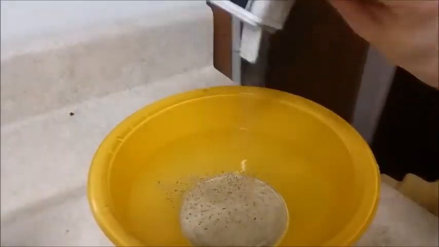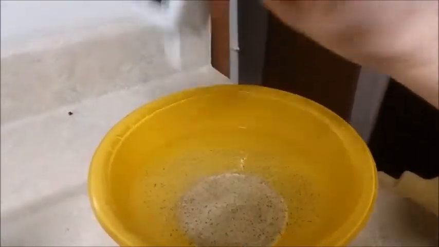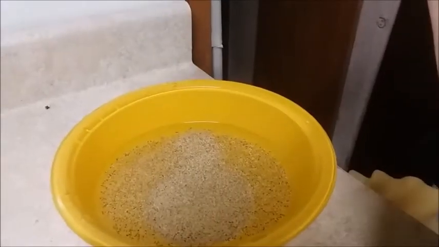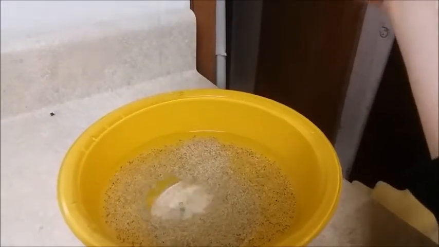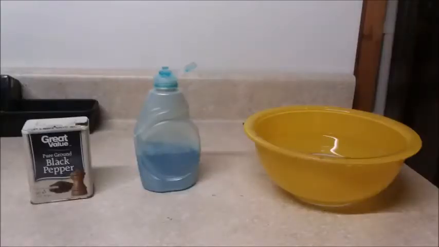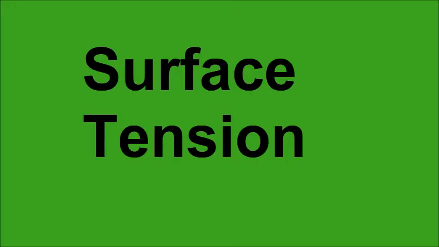So you may have seen this experiment before, where you put pepper in a bowl of water, add some soap, and the pepper flies away from the soap. Now, all you need to do this experiment is a bowl of water, some soap, and some pepper. But why does this happen? Well, it has to do with surface tension.